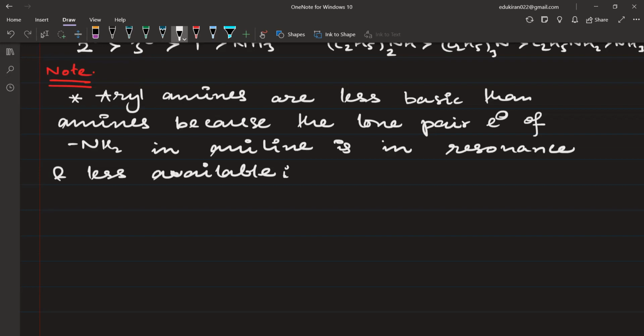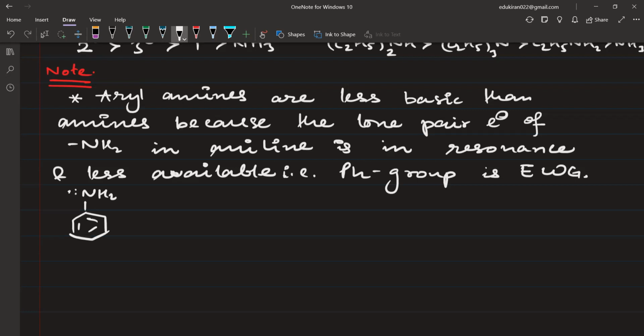You can also write that Ph group is electron withdrawing group. ठीक है, फिनाइल ग्रुप क्या होता है, इलेक्ट्रॉन विड्रॉइंग ग्रुप, because आप देख सकते हैं, देखिए इलेक्ट्रॉन किसकी तरफ जा रहा है, फिनाइल की तरफ जा रहा है, फिनाइल खींच ले रहा है इलेक्ट्रॉन, right. So phenyl group is electron withdrawing group. NH2 के हिसाब से देखिए तो फिनाइल इलेक्ट्रॉन खींच ले रहा है नाइट्रोजन से. Now right, next.